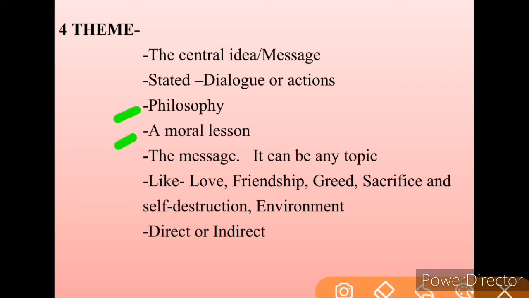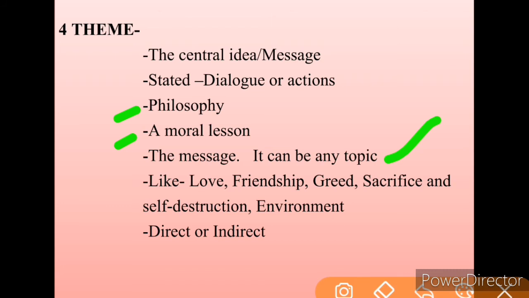For example, you might know one of Ruskin Bond's stories, The Cherry Tree. The title of the story is The Cherry Tree, and the whole story was about a cherry tree. So this is how mostly you are going to come across the title itself being the theme of the story. It is a very significant topic that the author wants to imprint through the story. So it can be of any topic.